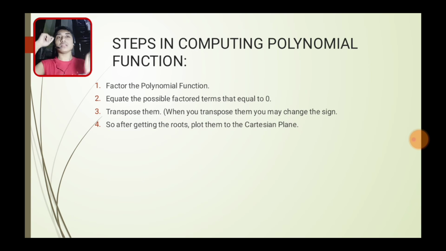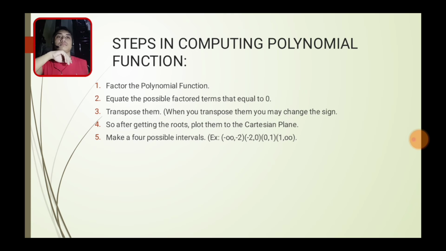Next, after getting the roots, plot them in the Cartesian plane. For example, if the root is negative 5, find negative 5 on the x-side, the horizontal axis, the abscissa. Step 5, make 4 possible intervals. This is just an example: first, negative infinity and 2, then 2 and 0, 0 and 1, and 1 and positive infinity.